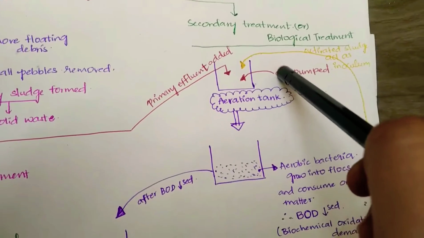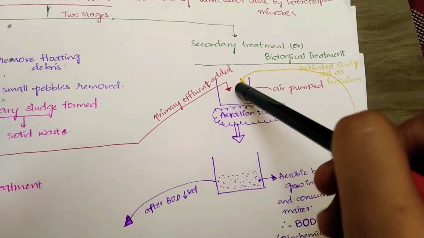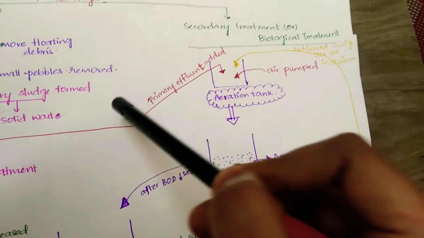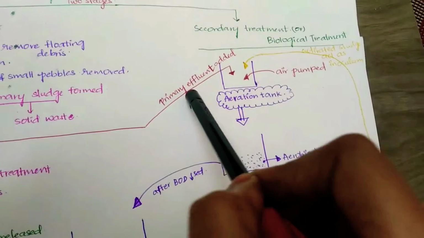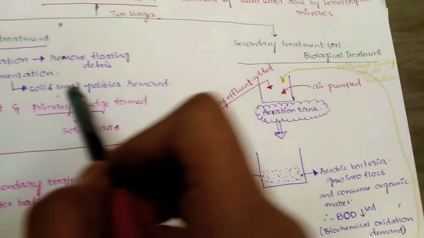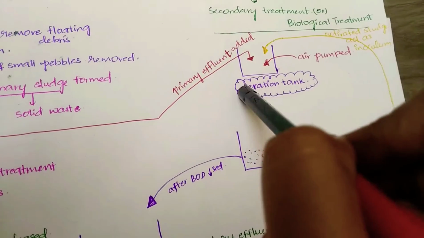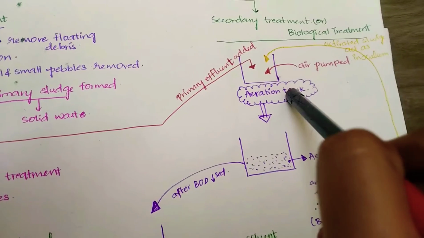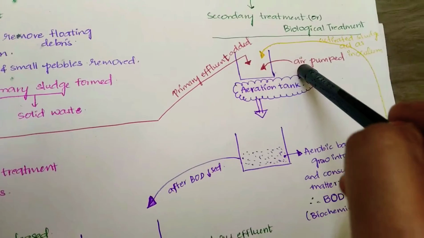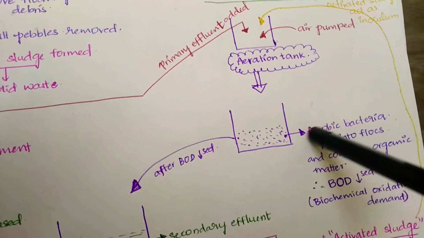What is secondary treatment? Secondary treatment is a biological treatment of the wastewater. What happens here? The primary effluent formed during the primary treatment of the sewage water is taken into the aeration tanks. What are aeration tanks? Tanks where there is a continuous supply of air. In the presence of the primary effluent, the air which is continuously pumped allows the aerobic bacteria to grow.